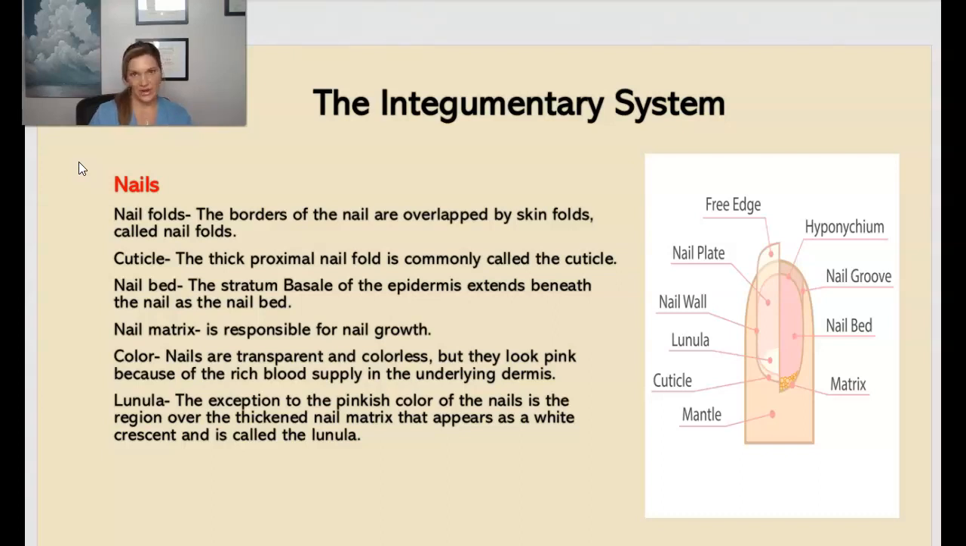Our nails are transparent and colorless, but they look pink because of the rich supply of blood. And the lunula is the exception to the pinkish color of the nails: the region over the thickened nail matrix that appears white, like a white crescent.